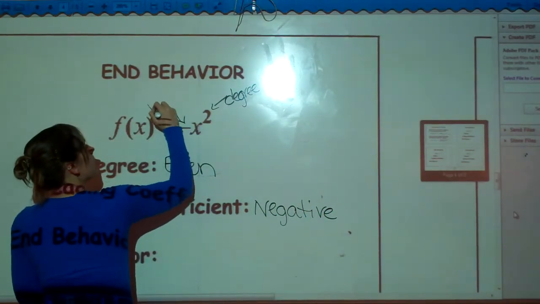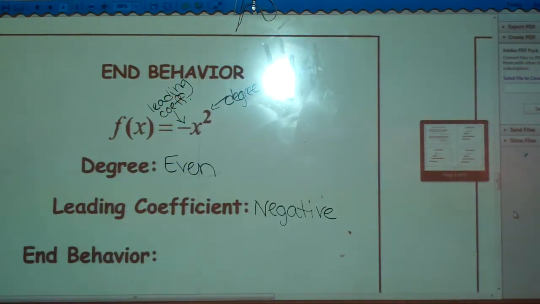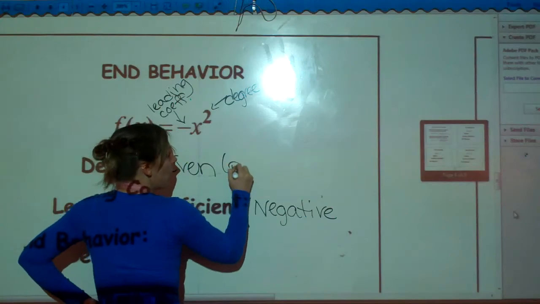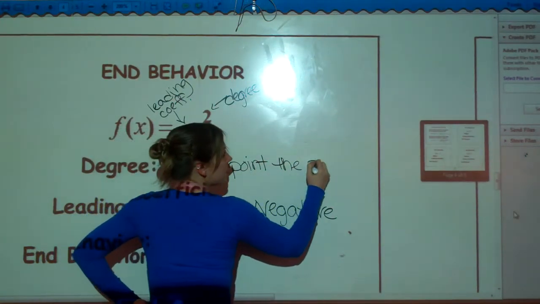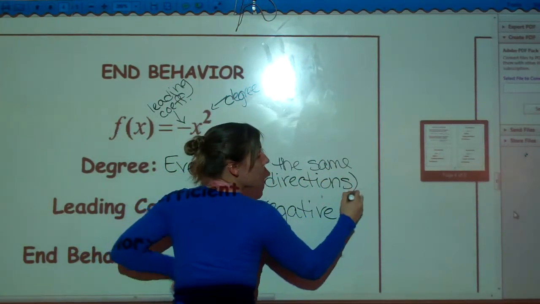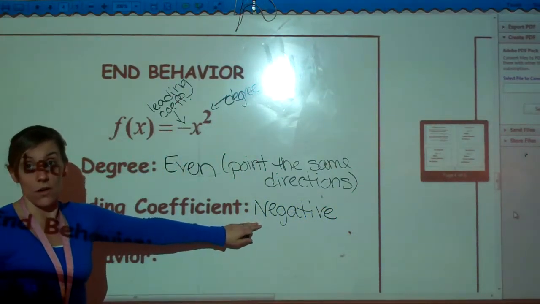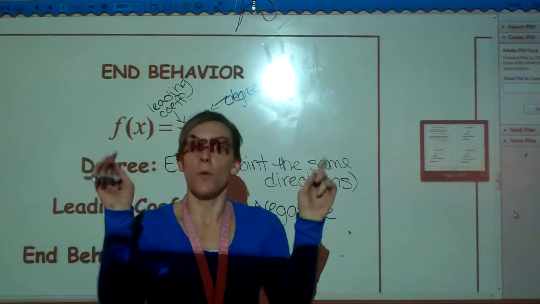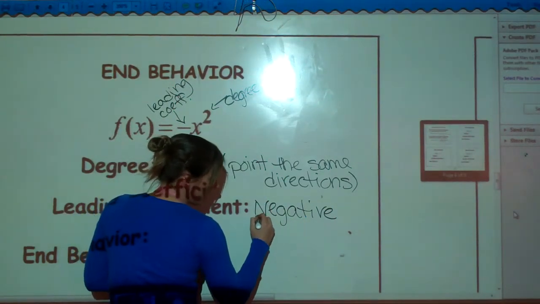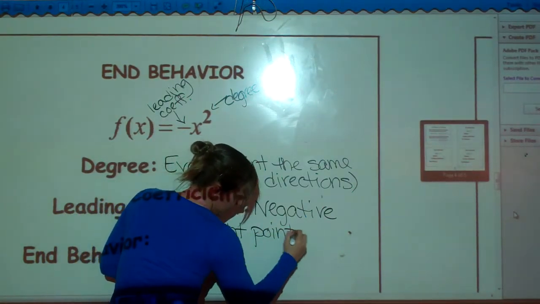So that's the leading coefficient. Okay? Since the degree is even, that means the ends point in the same direction. The ends are going to either both point up or both point down because it's even. Since it's negative, though, that is what tells us whether they both point up or both point down. Well, since it's negative, that means that the right side points down.